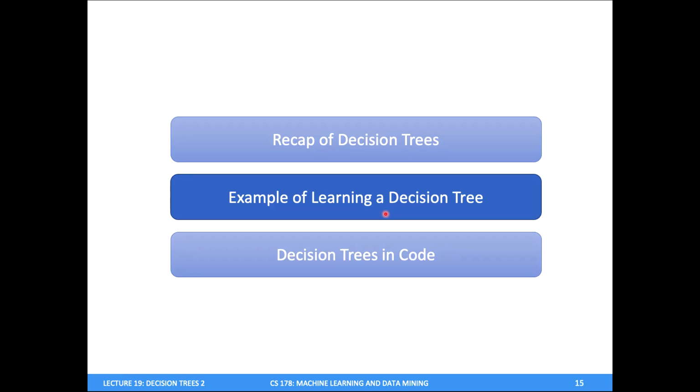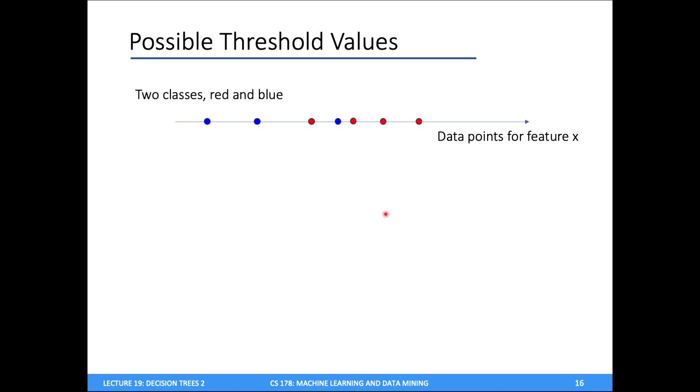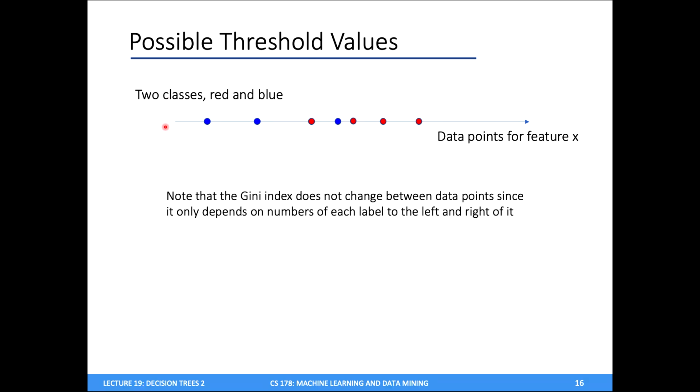So let's say we just have a single feature here that we're considering. One thing we didn't talk about is how you decide what threshold values you should evaluate when you're trying to decide how to split this feature. So one thing to note is that the Gini index really only counts up how many labels are occurring on either side of the threshold. So it only depends on the number of labels to the left of a threshold and to the right of a threshold. So we only need to evaluate thresholds in between individual data points.